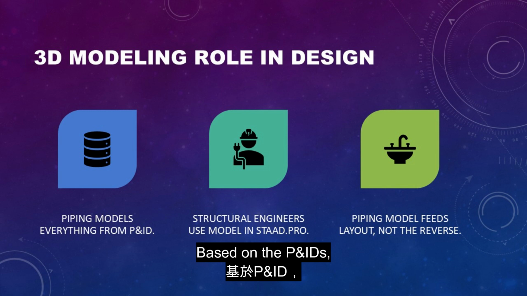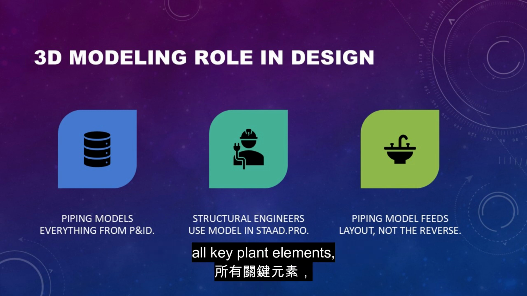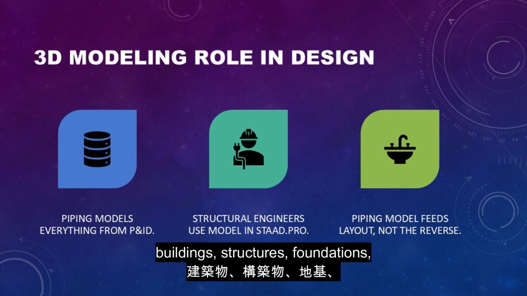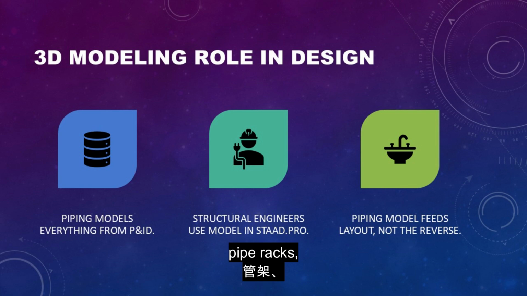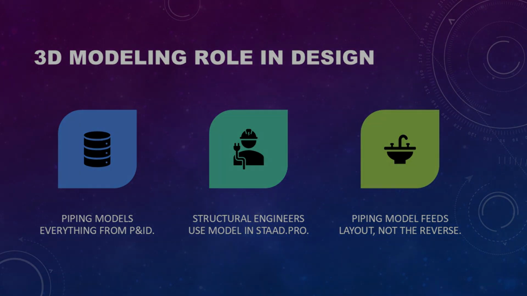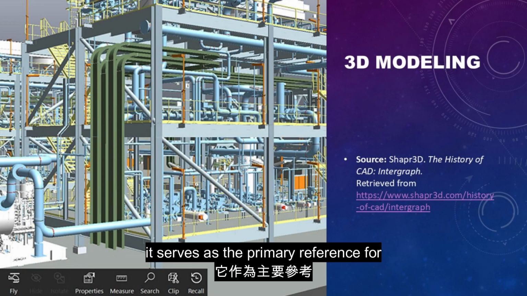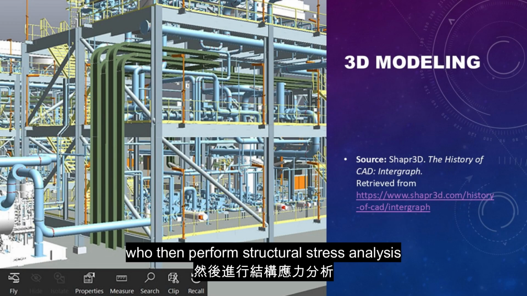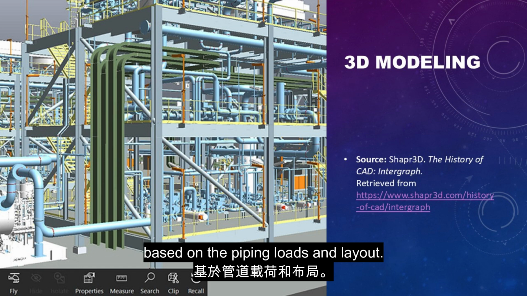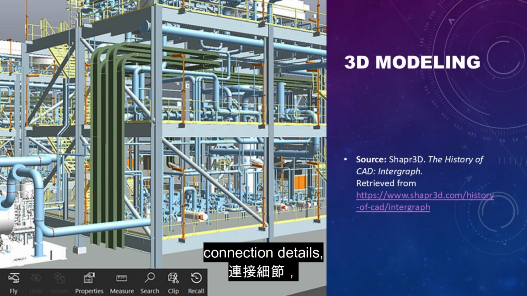Based on the P&IDs, the piping engineer is responsible for modeling all key plant elements, including equipment, buildings, structures, foundations, cable trays, pipe racks, and of course, the piping systems themselves. Once the piping model is developed, it serves as the primary reference for structural engineers, who then perform structural stress analysis. Based on the piping loads and layout, they determine the member sizes, connection details, and bracing configurations.